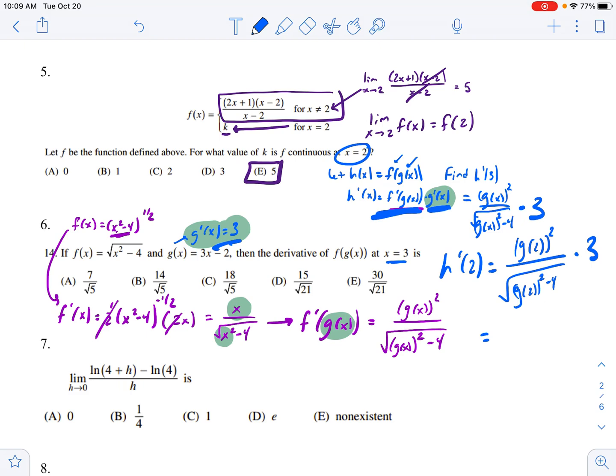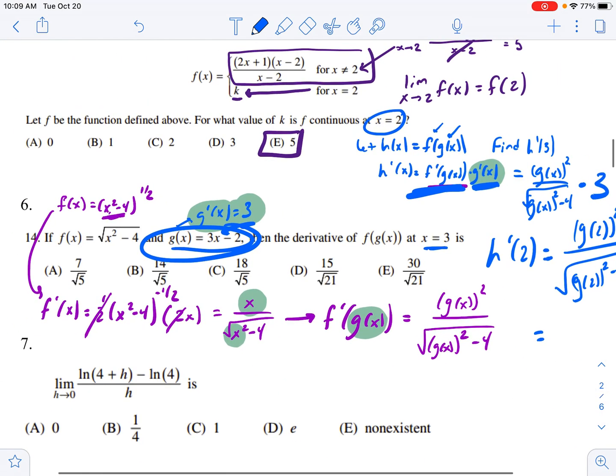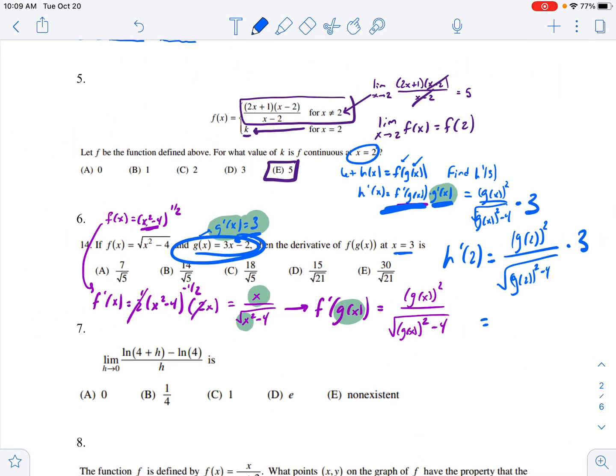And we have to figure out what g of 2 is. So we come back to our g function, and g of 2 is going to be what? 6 minus 2 is 4. So it looks like g of 2 is 4 here. So we're going to get 4 over radical 4 squared minus 4 times 3. So we have 4 over the square root of 12 times 3. We've got 12 over radical 12.